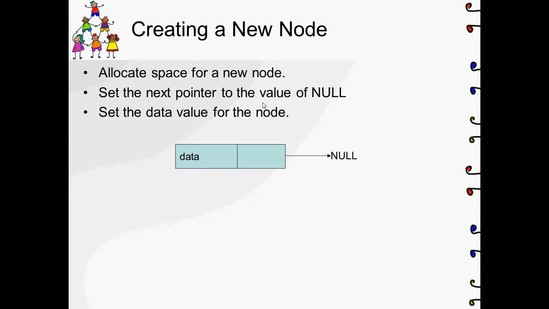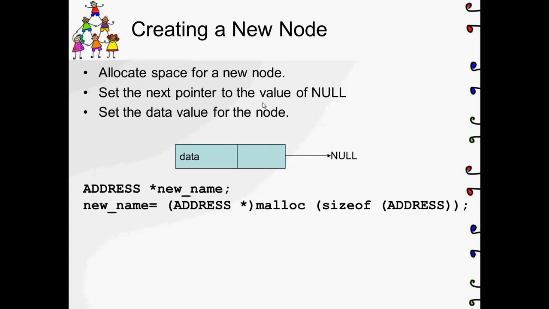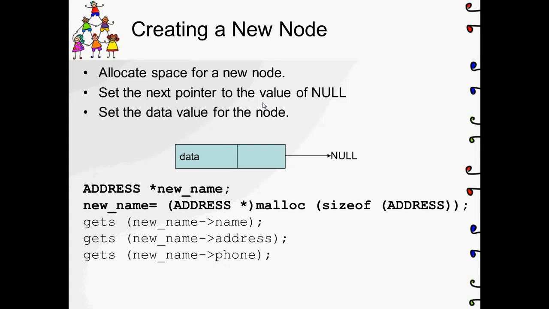There are three parts. One is the data part. First we have to create the memory, put the data in, and also set the link. How are we doing it? The address is the structure name, star new name, which is a pointer, like integer star pointer. It is going to store malloc of sizeof address, because it's one element. That's the first step: we are allocating the memory.